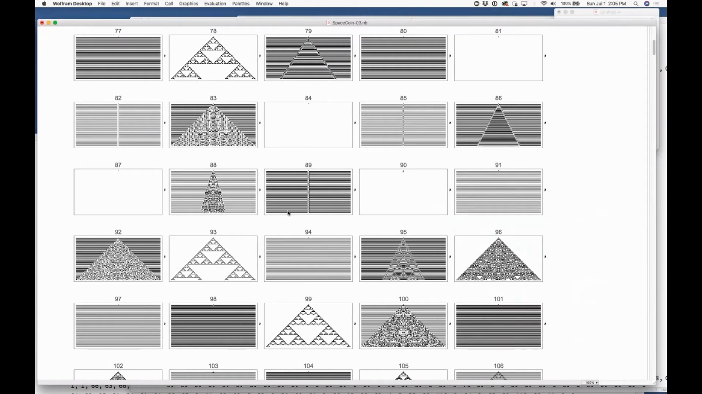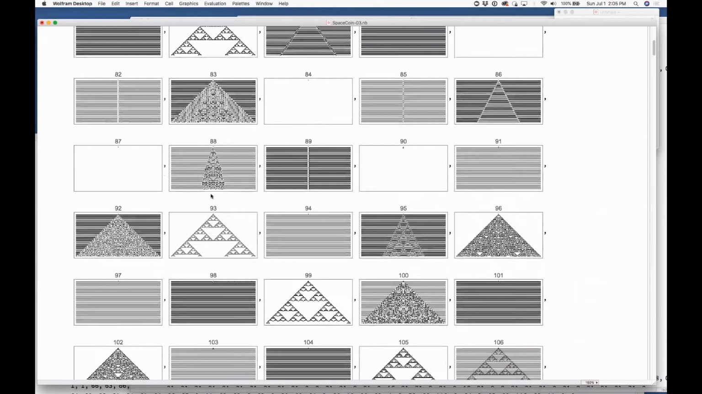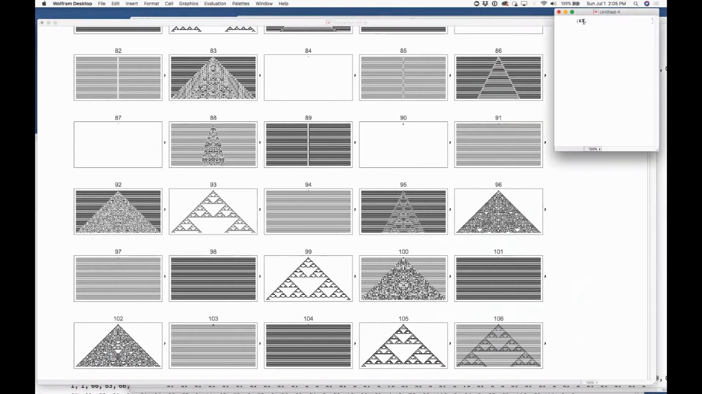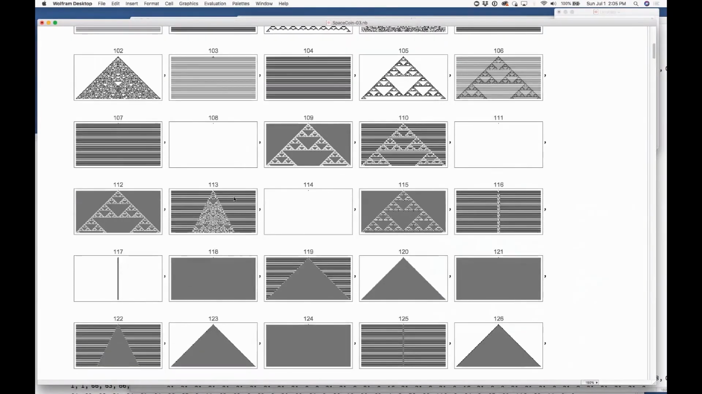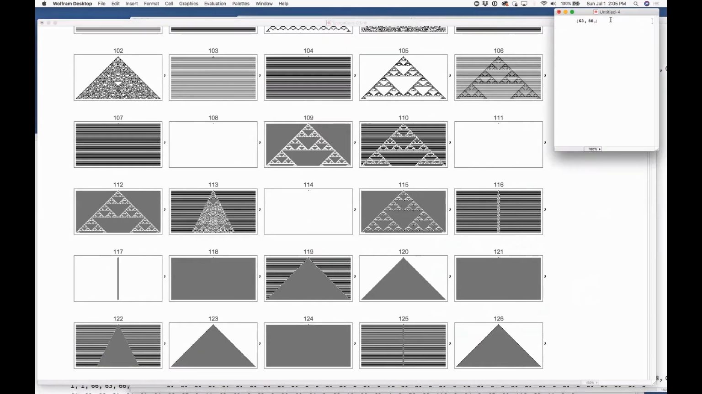88, maybe. It's got that weird background, which is sort of ugly, but maybe it'll be interesting. And let's see, might be some others here. That one might be interesting, 113. Sometimes ones that look like that are interesting.